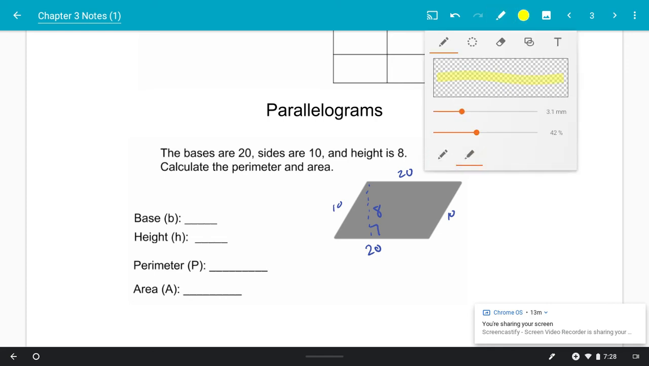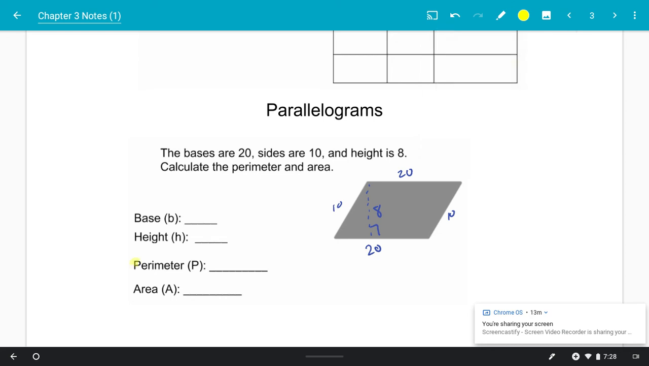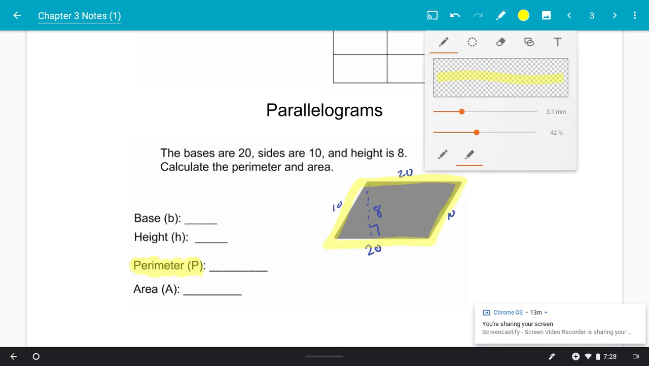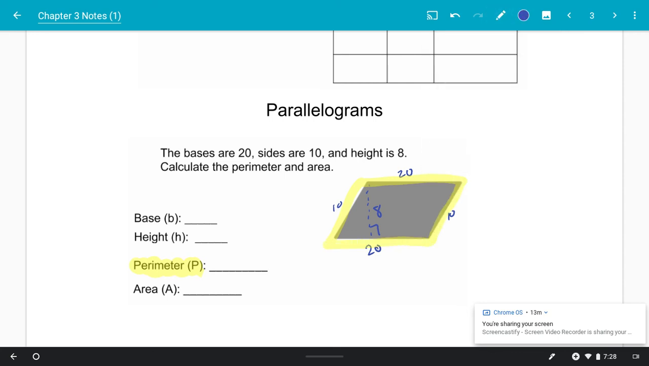So perimeter means outside. Perimeter means outside. That is this, this, this, and that. So our perimeter is 10 plus 20 plus 10 plus 20. 40, 50, 60. The mistake some students make is they also do the 8. That is bad.